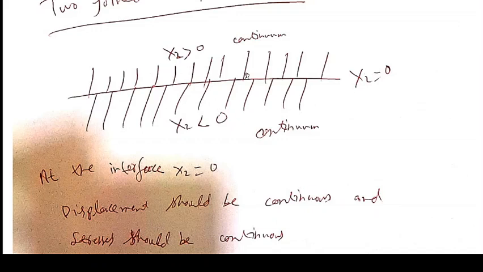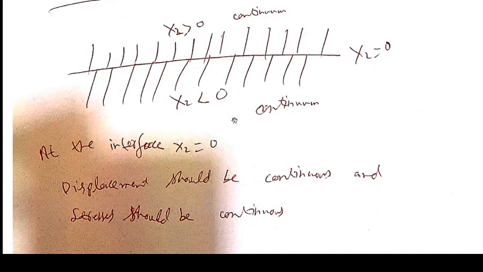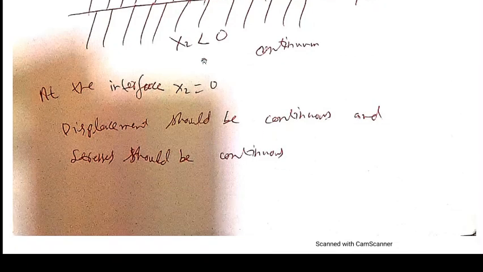Now if you join half spaces, then at the interface, the boundary between two half spaces, displacement should be continuous and stresses should be continuous. Displacement continuous means that displacement on this side and displacement on the above side will be equal at this boundary. And stresses continuous means that stresses on the lower half space and the above half space will be equal at this boundary. This is what continuity means.